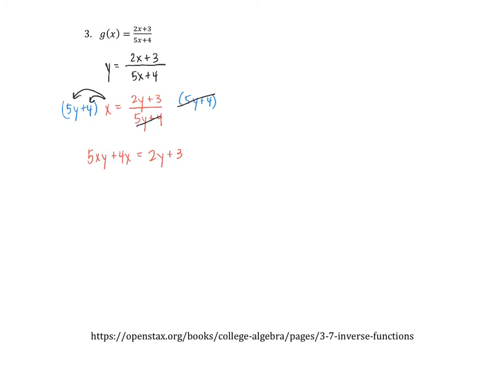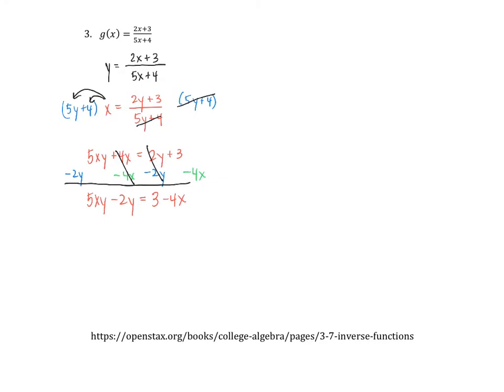Now, in order to solve for y, you have to get y by itself. In order to do that, you need to get all of your y's together. So my next step is going to be moving everything with a y to the left-hand side of the equation. So I'm going to subtract 2y from both sides. Everything that does not have a y, I'm going to move to the right-hand side. So I'm going to subtract 4x from both sides. So now everything with a y will be on the left, and everything without a y will be on the right. So I'm going to get 5xy minus 2y is equal to 3 minus 4x.